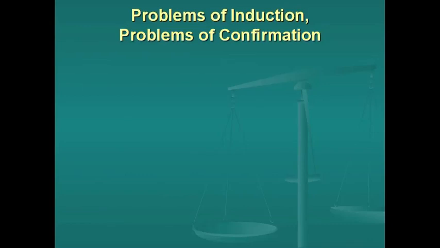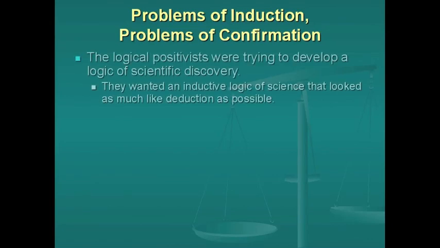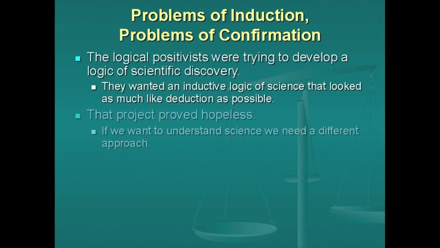Okay, so if you recall from last time, we were talking about the logical positivists and their attempt to develop a logic of scientific discovery. Their ambition was to ground science on as strong a logical foundation as possible. They wanted, in a nutshell, an inductive logic that looked as much like deduction as they could get. Deduction is the kind of logic that guarantees the truth of its conclusions, whereas induction is the kind of logic that makes its conclusions plausible or likely, and they wanted science to be as close to deduction as possible. That was the ambition, at any rate. But it turned out that that project was hopeless.